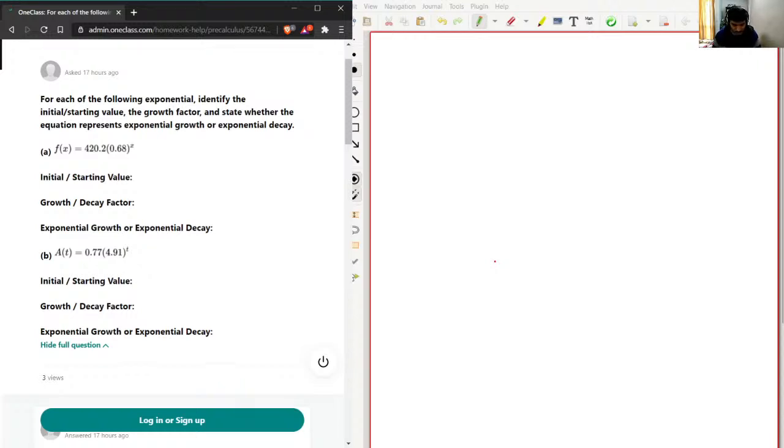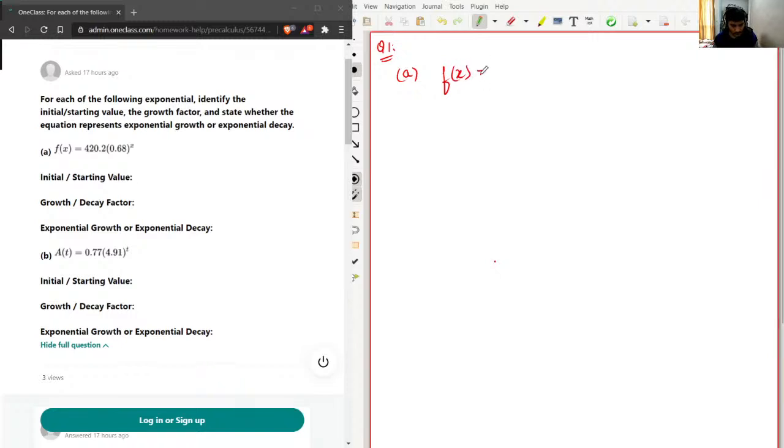So, we have the first question for today, and that is question number one. For each of the following exponential functions, identify the initial starting value, the growth factor, and state whether the equation represents exponential growth or exponential decay. Okay, so we have two equations. I'll start with the first one.